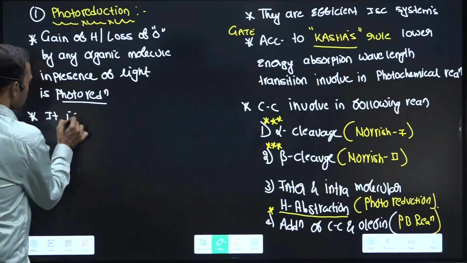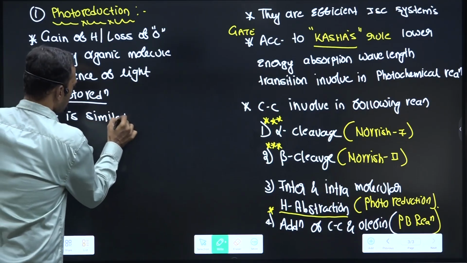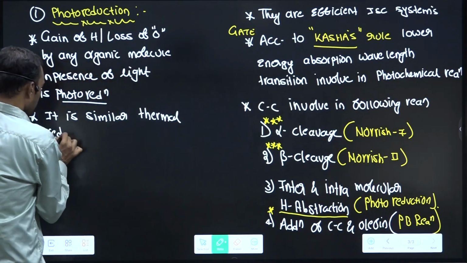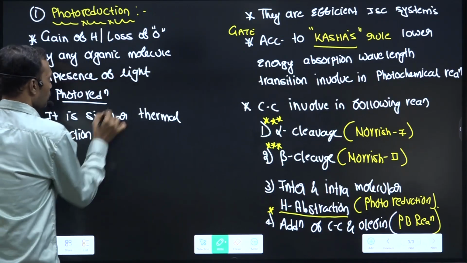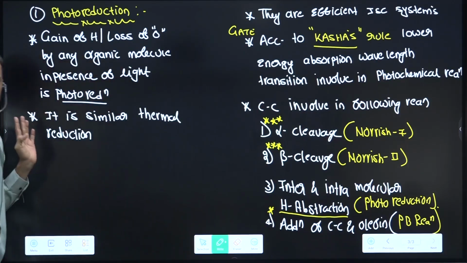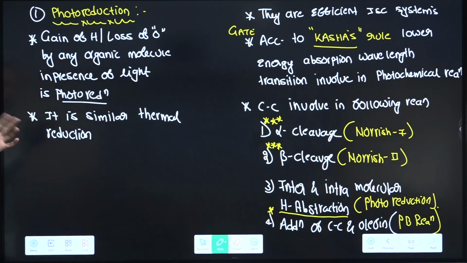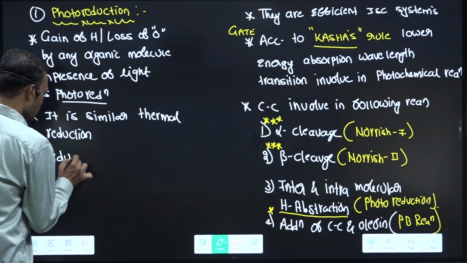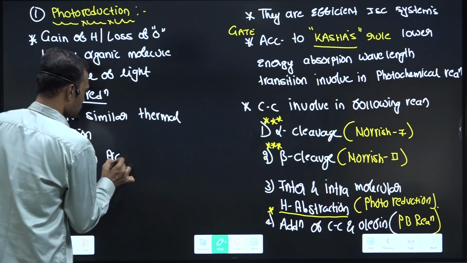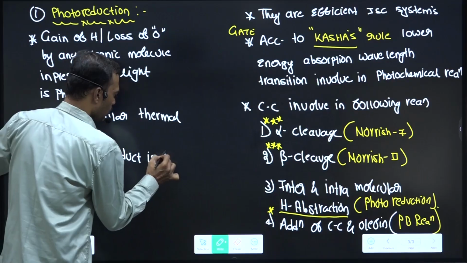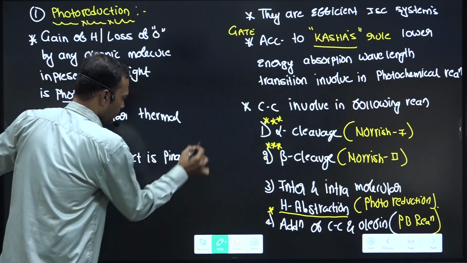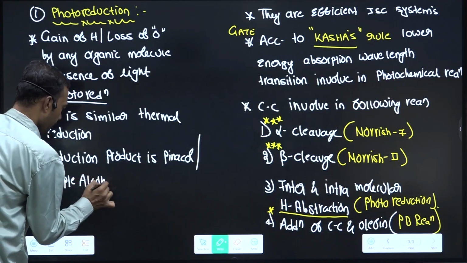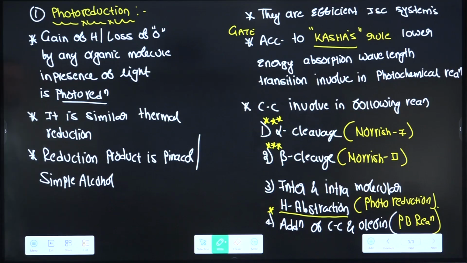Okay, photo reduction is similar to thermal reduction. So what is the difference between thermal reduction and photo reduction? Thermally we are doing it, this is photochemical, means heat and light, that is the difference. But almost all reduction products are same. So what is the reduction product? Reduction product is pinacol or simple alcohol.